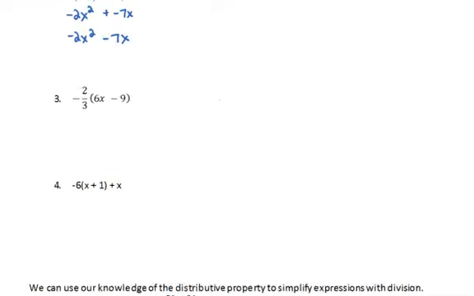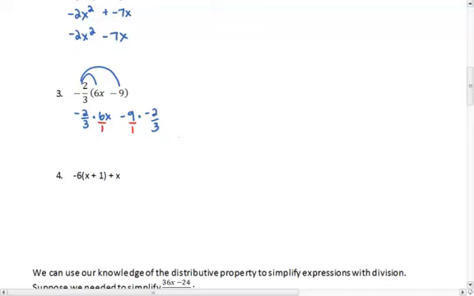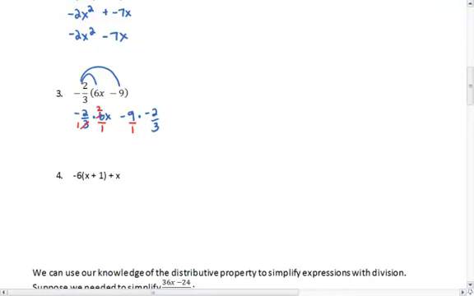For number 3, we're distributing a negative 2/3 to both 6x and minus 9. So we end up with negative 2/3 times 6x minus 9 times negative 2/3. We have to draw back on our knowledge of multiplying fractions. Think about 6 as 6 over 1 and 9 as 9 over 1. You can cross reduce, so 3 goes into 3 one time and 6 two times. And we're going to end up with negative 2 times 2x, which is negative 4x.